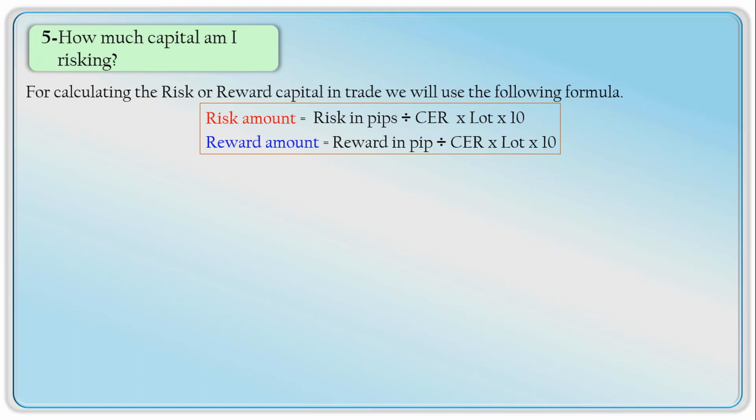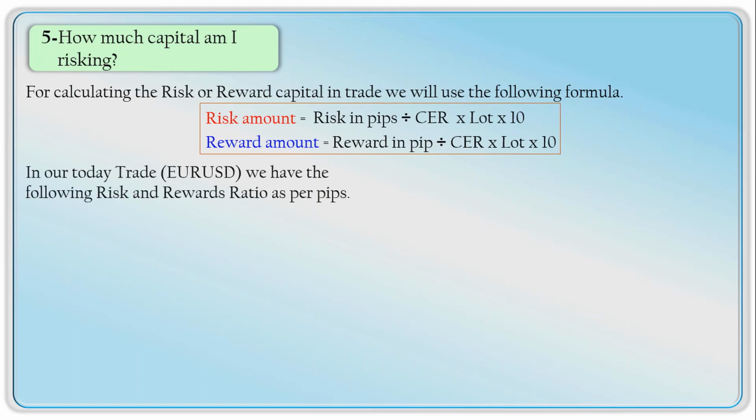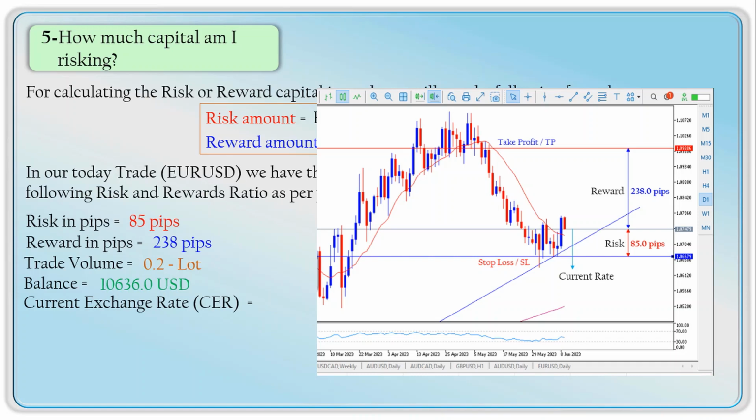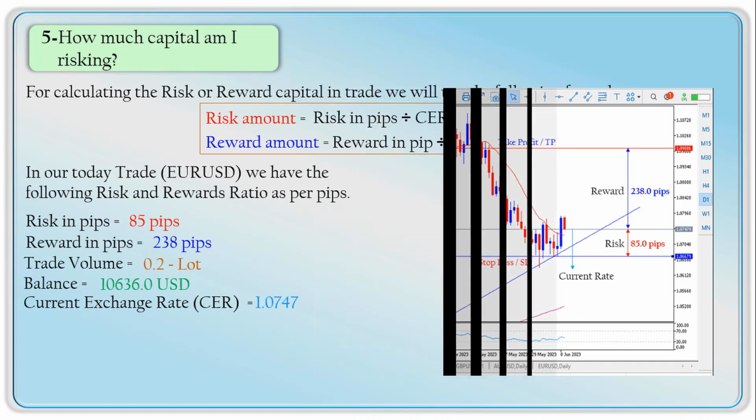So in our today trade, which is going to trade Euro USD, we have the following risk and reward as per pips that we already determined. Risk in pips is 85 pips. Reward in pips is 238 pips. Trade volume 0.2 lot. And my balance is $10,636 US dollar. And the current exchange rate is 1.0747.